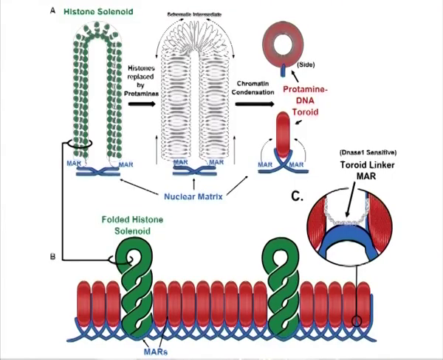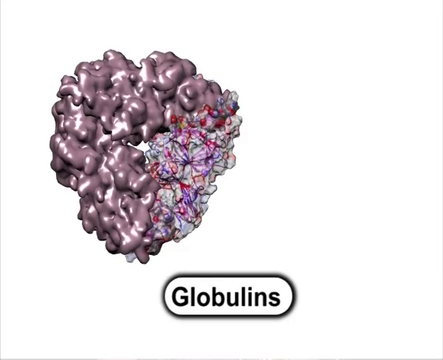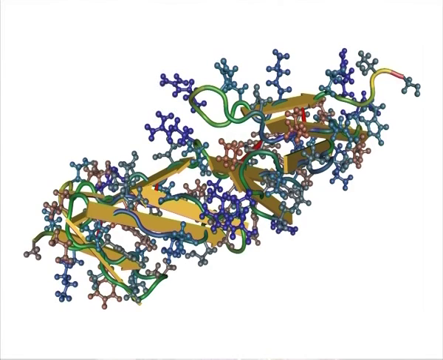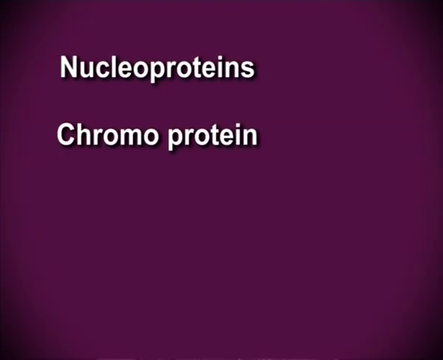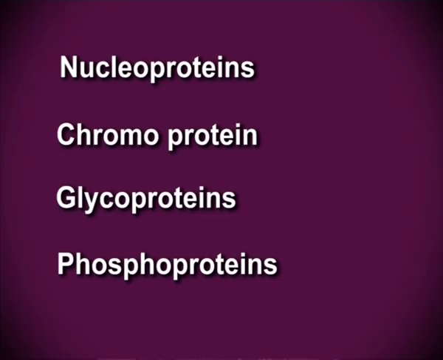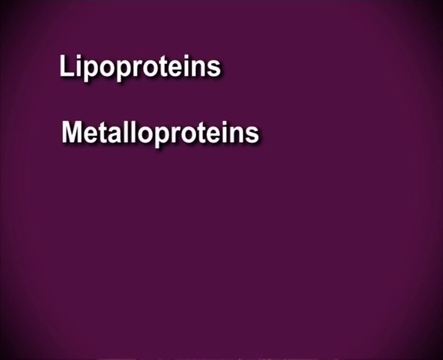Proteins are also classified as simple proteins, which yield only amino acids on hydrolysis. Examples: protamine, albumin, globulin, etc. Conjugated proteins. These are made up of simple proteins, that is apoprotein, and a non-protein substance known as a prosthetic group. They yield not only amino acids but also other organic or inorganic compounds. Examples: nucleoproteins, chromoproteins, glycoproteins, phosphoproteins, lipoproteins and metalloproteins.